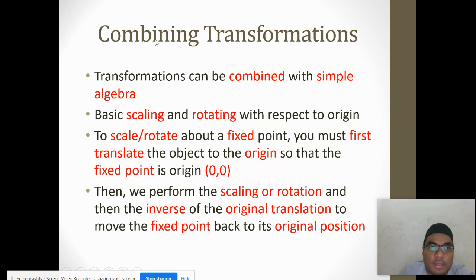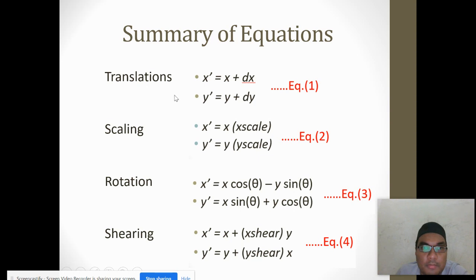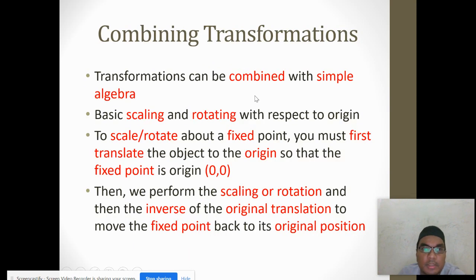Okay, the next topic is on combining transformations. What I already said before is that before this we learned separate transformations, involving translation only, scaling only, rotation only, or shearing only. But this one, we can combine all together, maybe translation and scaling, or scaling and rotation. It can become a combination of movements. Transformations can be combined with simple algebra.